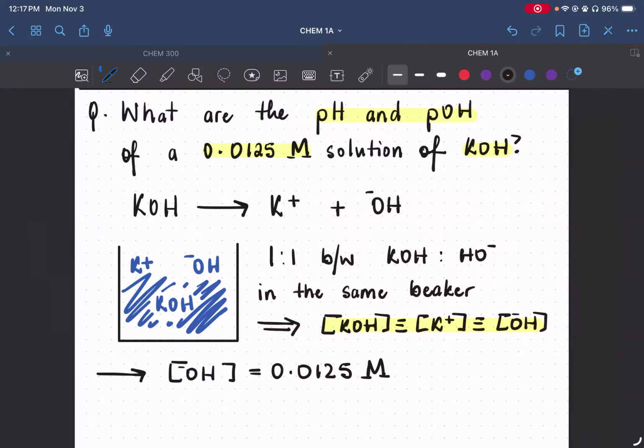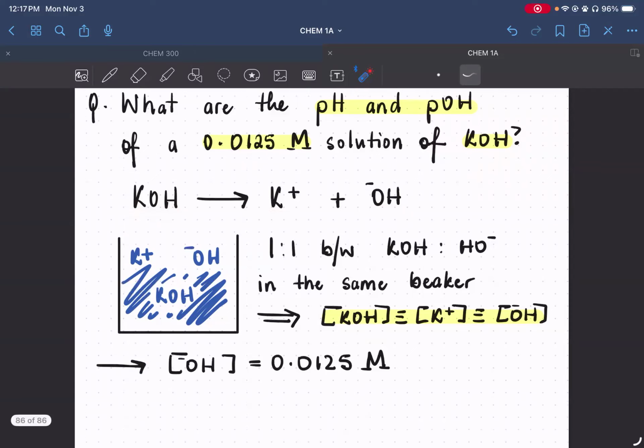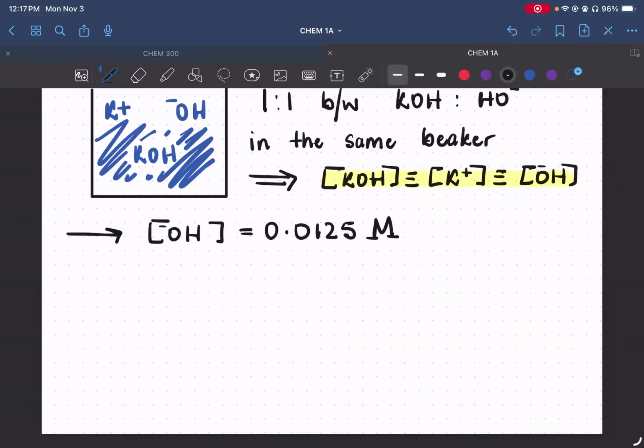So although not explicitly told to you as the OH concentration, it's on you to recognize that KOH does split up into these respective pieces, and they exhibit the same concentration. Now that we have this number on lock, we can then plug it into our equation. We know that POH is equal to the negative log of the OH concentration.